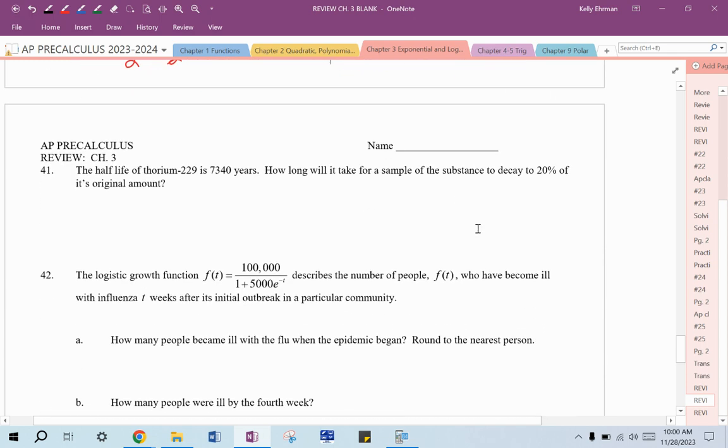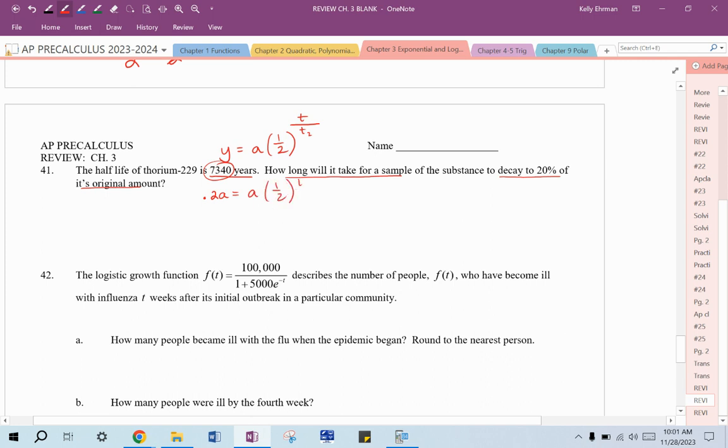The half-life of thorium-229 is 7,340 years. How long will it take for a sample of the substance to decay to 20% of its original amount? Now, this formula for half-life is some original amount times 1/2 to the time over half-life time. So in this case, half-life time is this number here. And we're saying we're going to get 20% of the original amount. So if the original amount is A, we want 20% of A in the end.